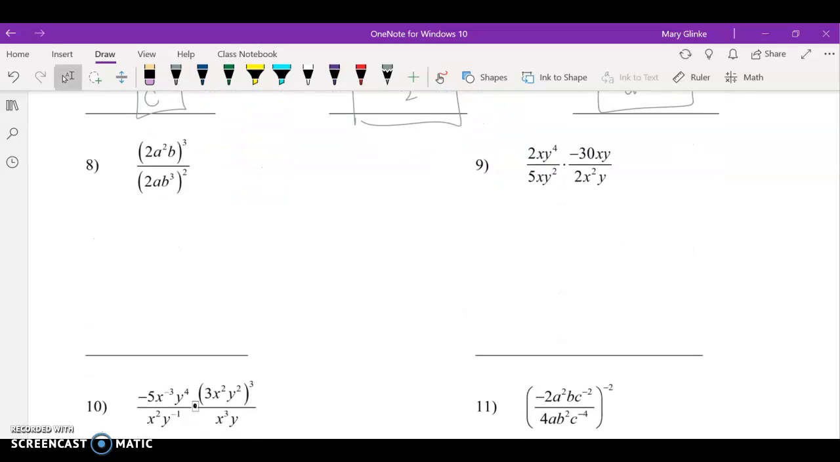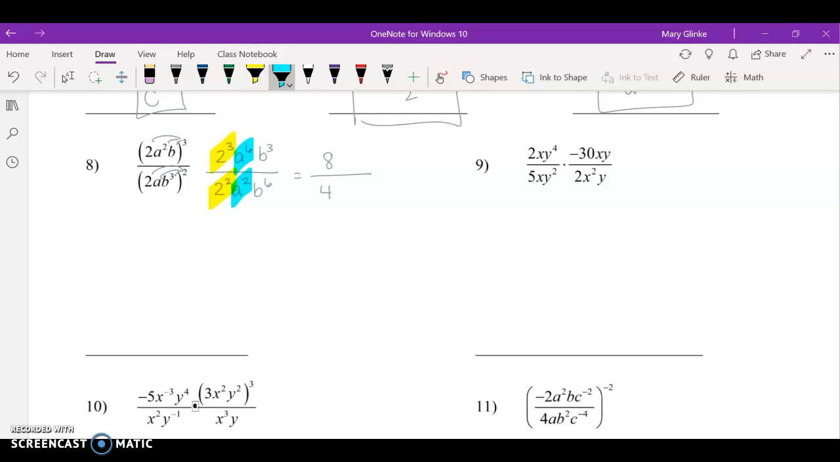For number 8 here, I'm going to raise everything in the numerator to the 3rd power. So I'm going to write out 2 cubed, a to the 6th, and b cubed. In the denominator, I'm going to raise everything to the 2nd power, so it's 2 squared, a squared, and b to the 6th. I'm going to go ahead and figure out what 2 cubed and 2 squared are. So that's going to become 8 and 4.